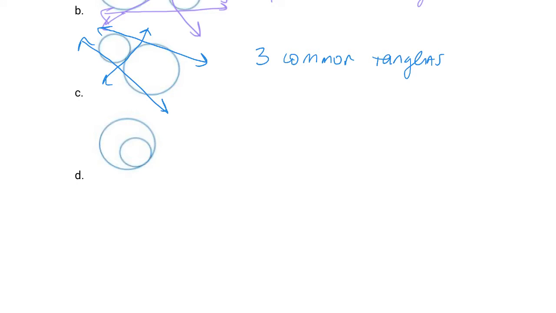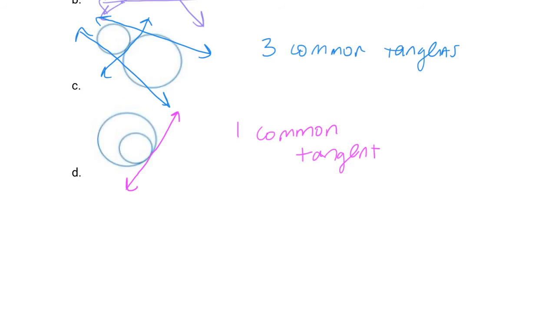Pause and see the next one and see how many you can find. All right, letter D. Looks like we've only got 1 common tangent, and it's at the point where those 2 circles meet. So letter D has 1 common tangent. So far, so good. Moving on.